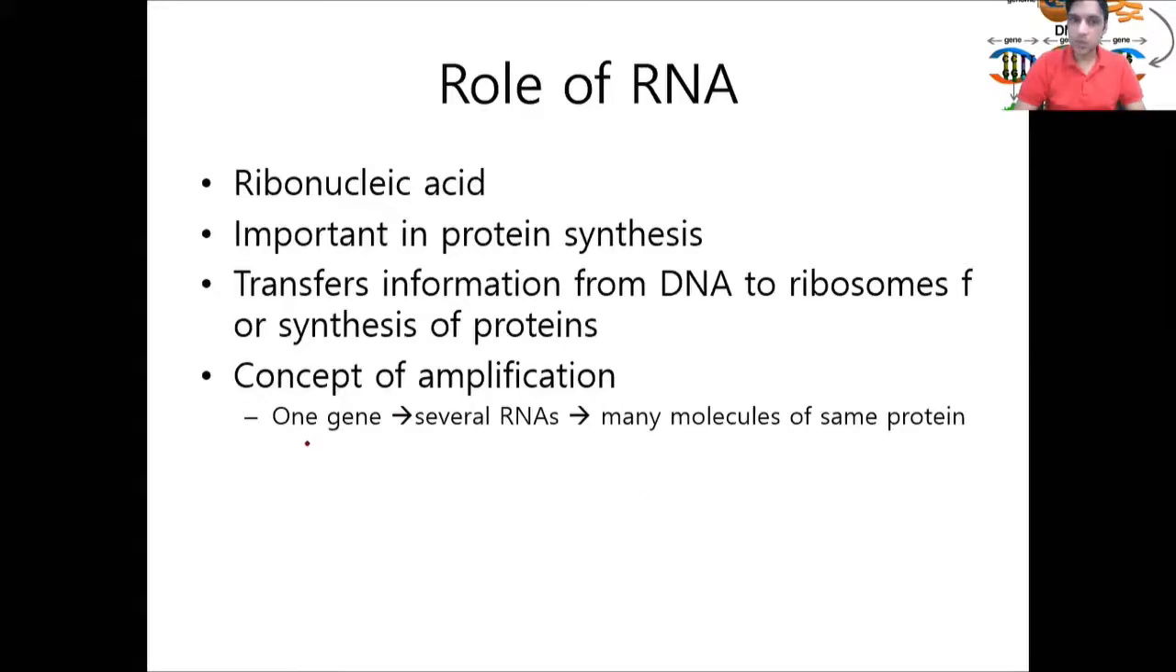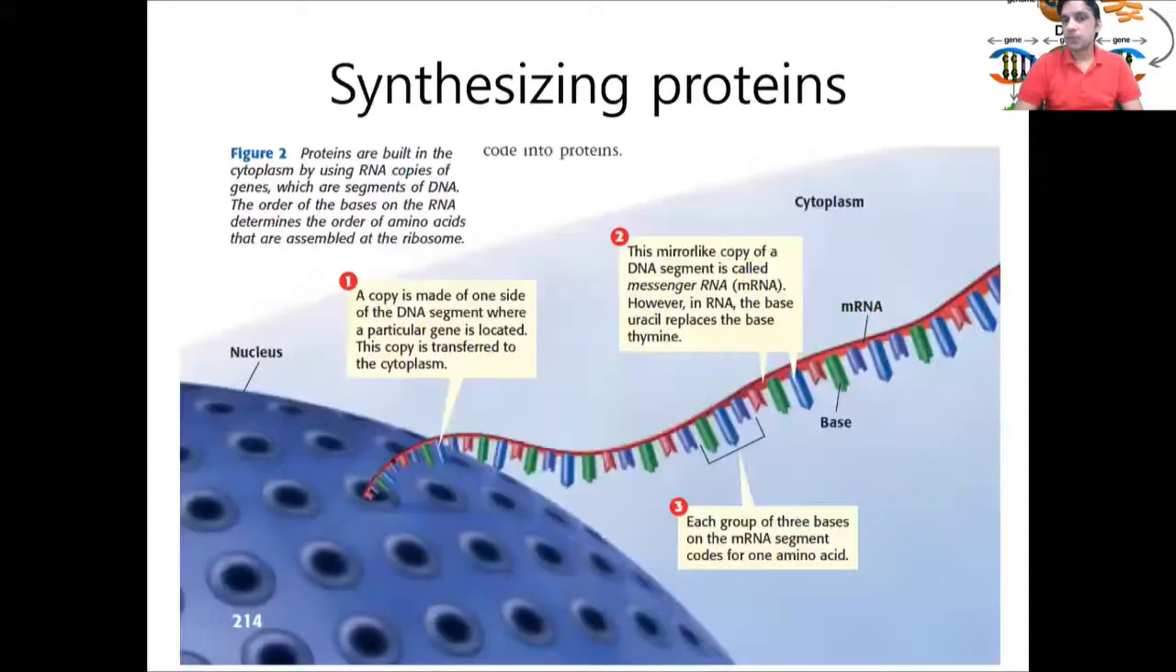So one gene is able to produce an RNA, as I showed you earlier, and that will produce a protein. Once the RNA is created within the nucleus, this blue thing is the nucleus, it is exported through these nuclear pores into the cytoplasm.